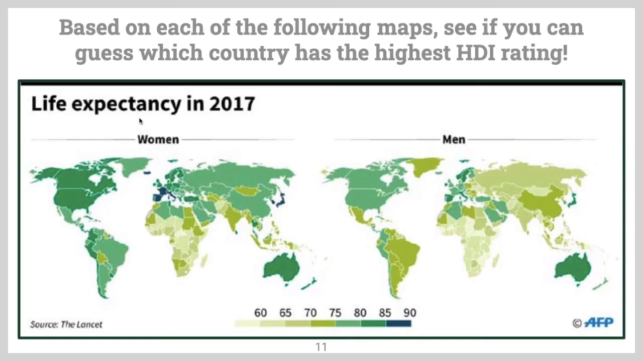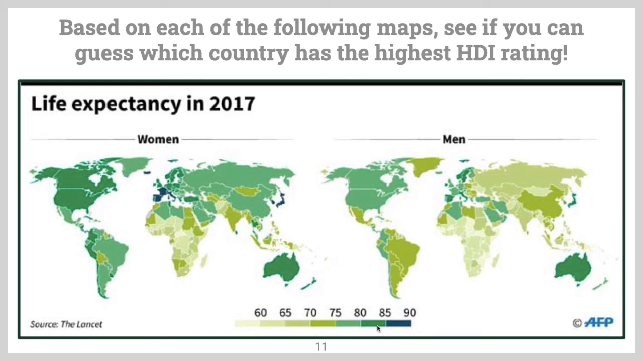So, your first map is life expectancy. This is life expectancy around the world with women on the left, men on the right. This is a choropleth map. Each country is filled in with a different color. The dark blue would be the highest ages. You can see that in the map on the left here. Japan, South Korea, France, Spain, Italy.